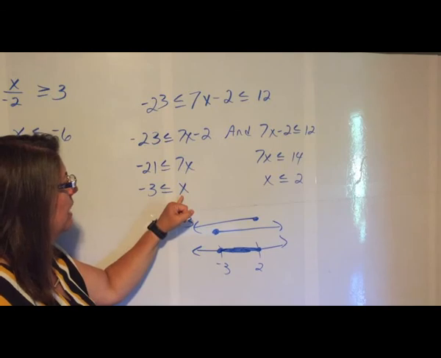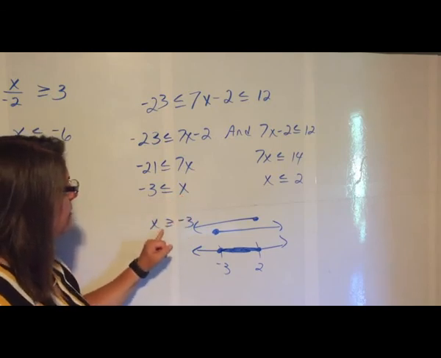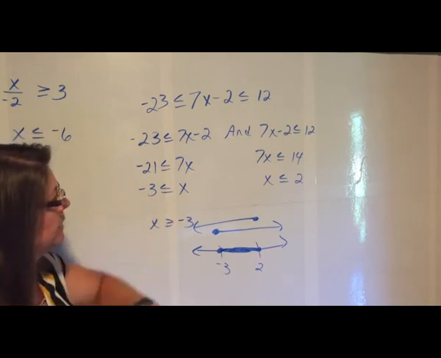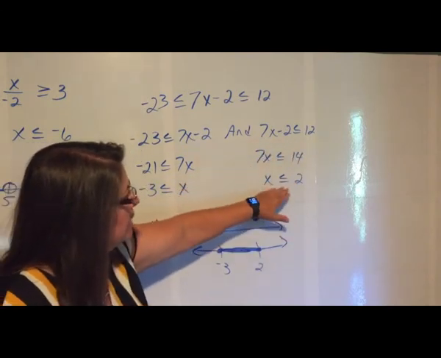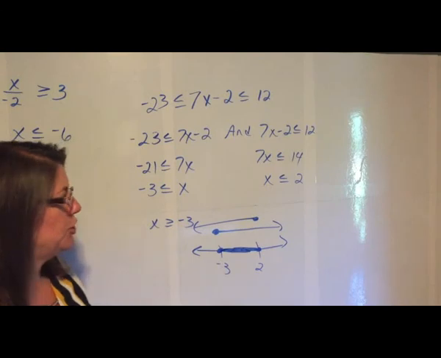I need my x on the left. So I flipped it around. X is greater than or equal to -3. And then here, I added the 2 over, got 14, divided by 7, got 2. X is less than or equal to 2.